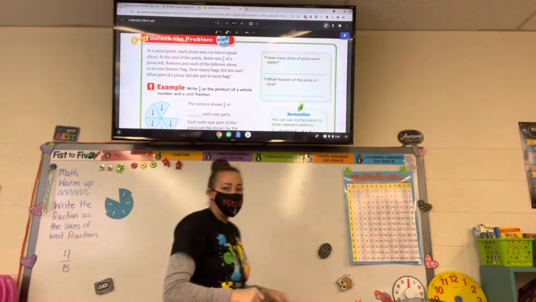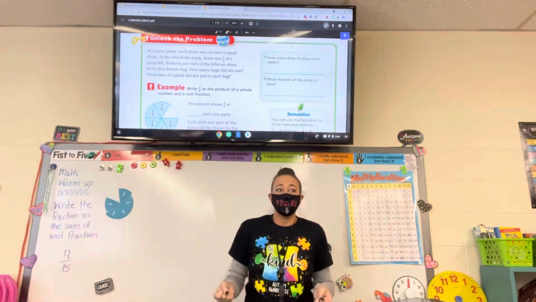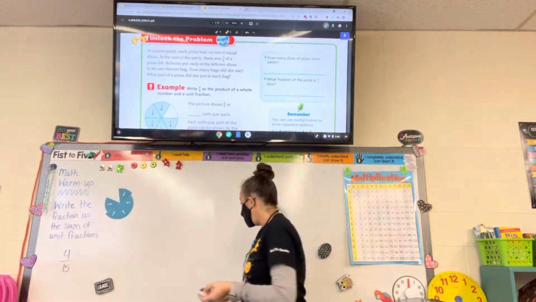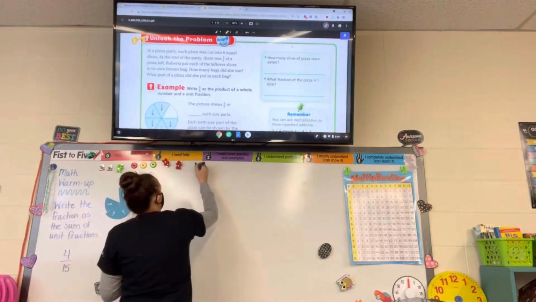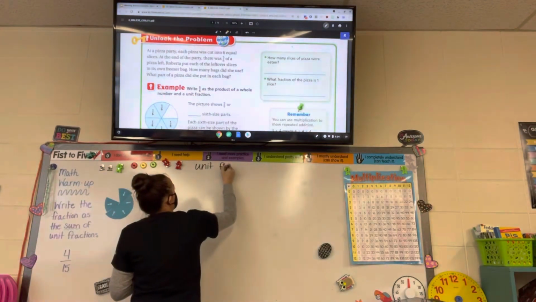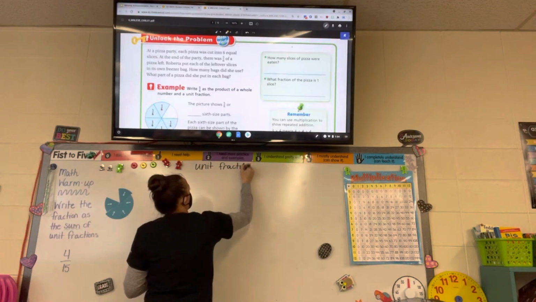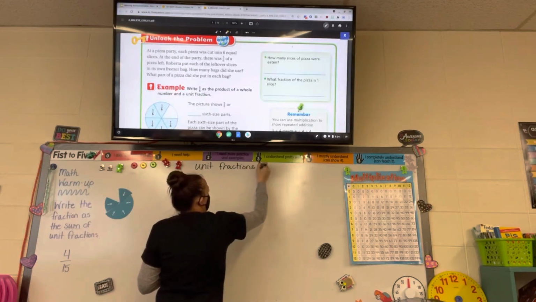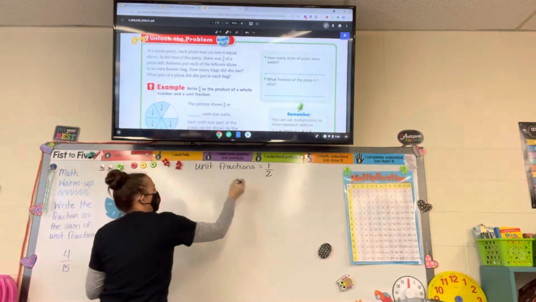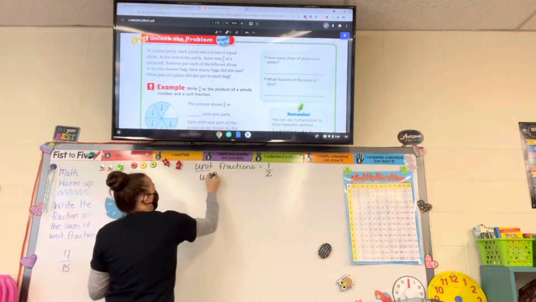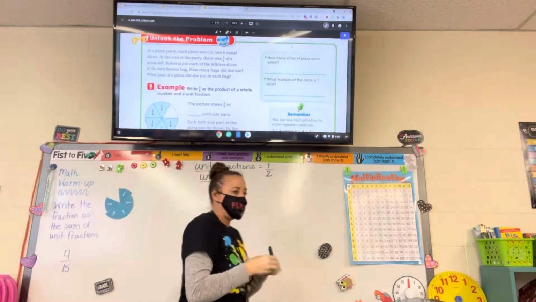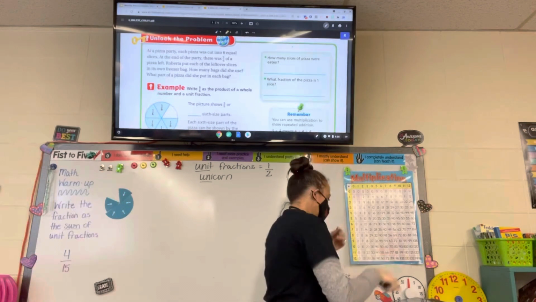So unit fractions, as we talked about before, like a unicorn, unit fractions have a 1 on top. Okay, uni and uni means 1 on top. Got it? All right.